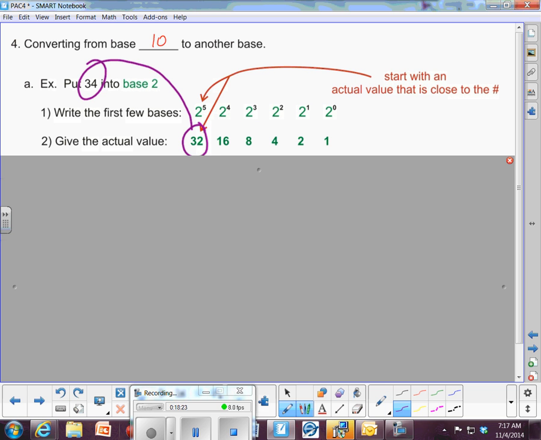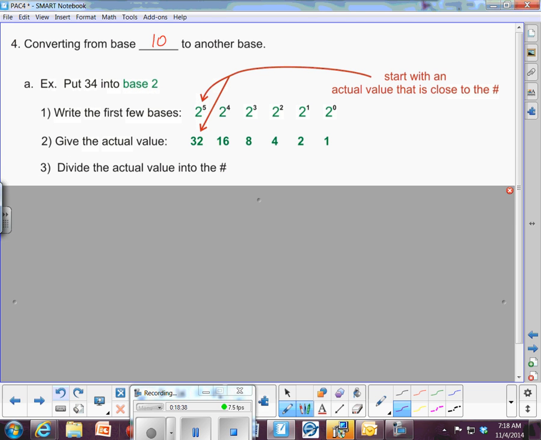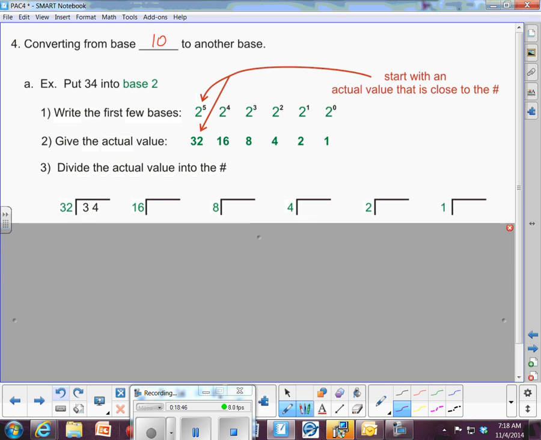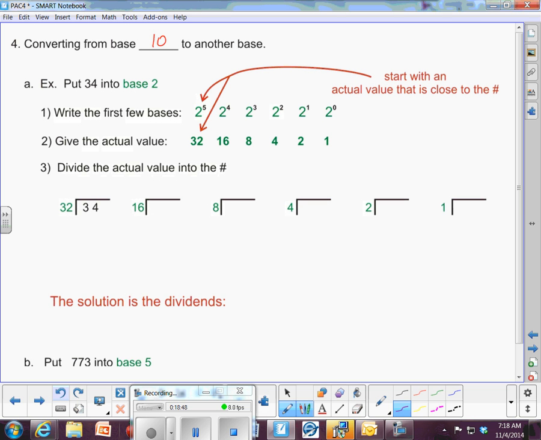Okay? And I understand that's a little bit abstract. But again, when this number is close to the number that you're converting, then you've done enough bases. And if not, you'll catch it when you go to do the next step. What's the next step? Divide the actual value into the number. So what did you do? You took your 32 and you're dividing it into the 34.